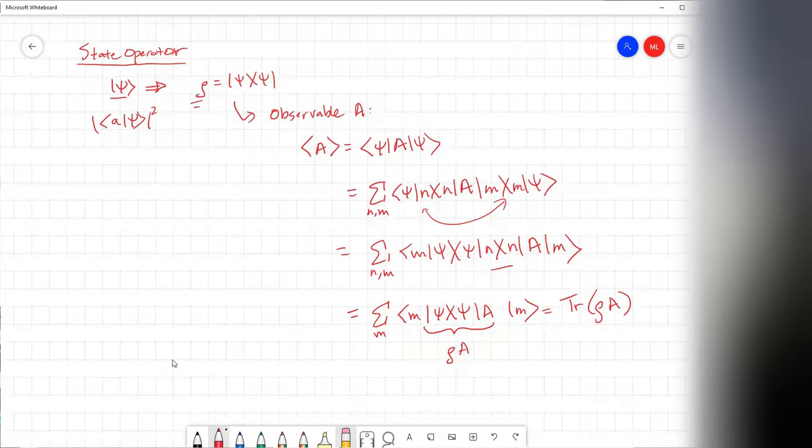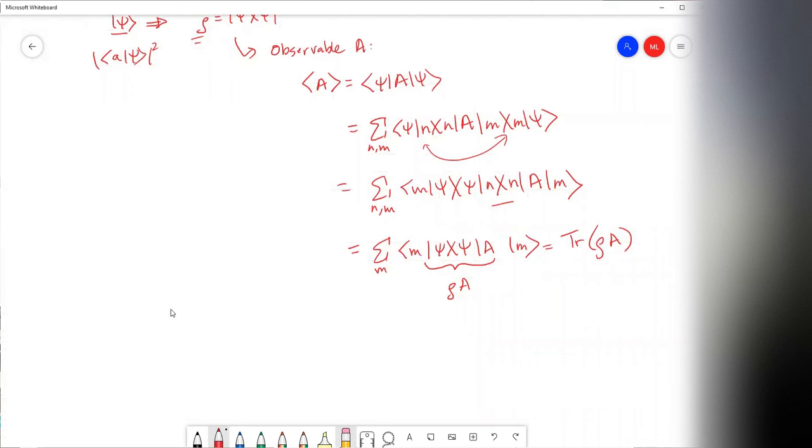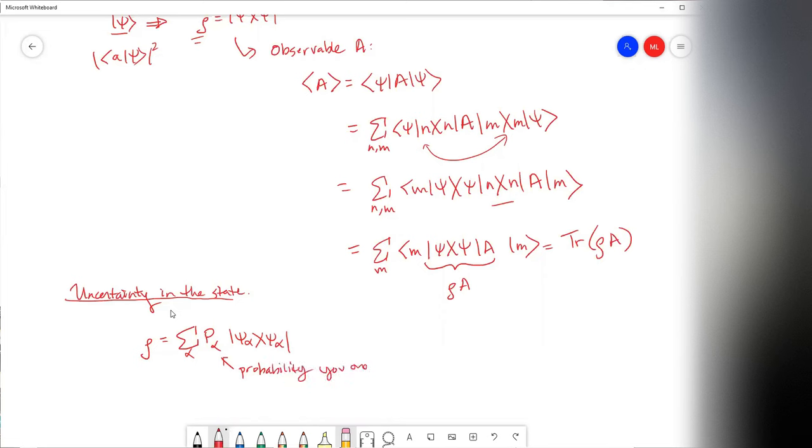And what else? The other thing is you can generalize, you can introduce uncertainty, like classical uncertainty. Suppose you don't know which ket you're in. Then you can still specify the state of the system using the rho operator, but you just sum over the probability that you're in state psi alpha, and you sum over all the ones that you're uncertain about. So this is the probability that you're in state psi alpha.